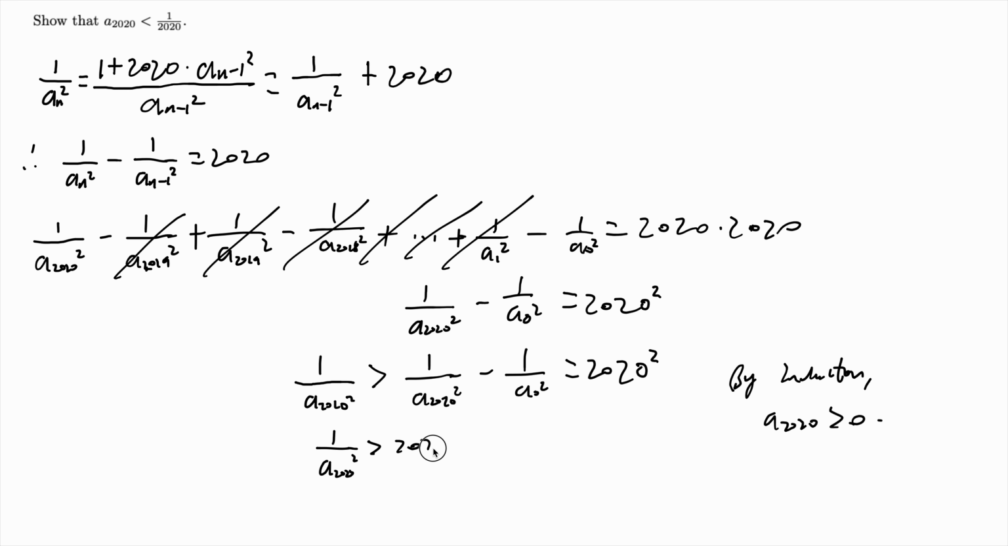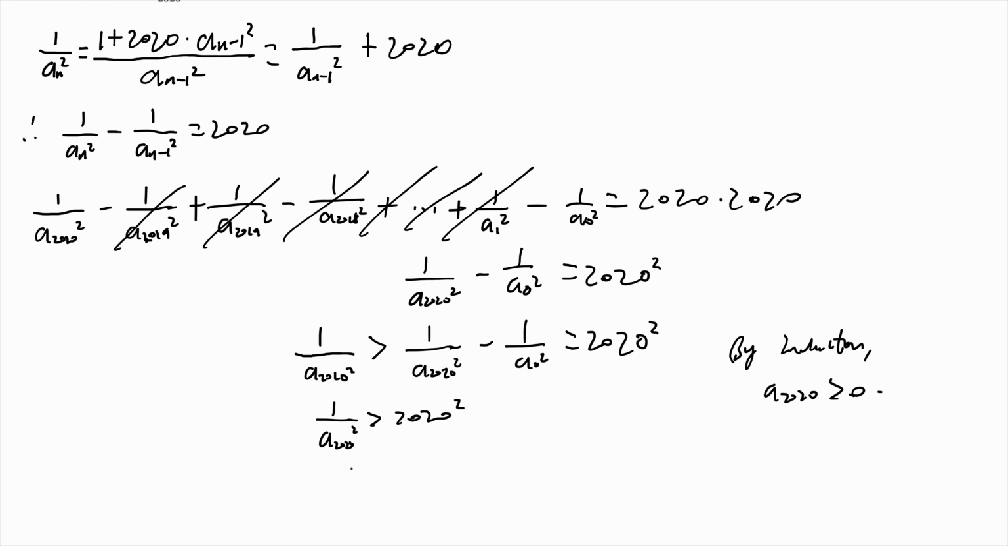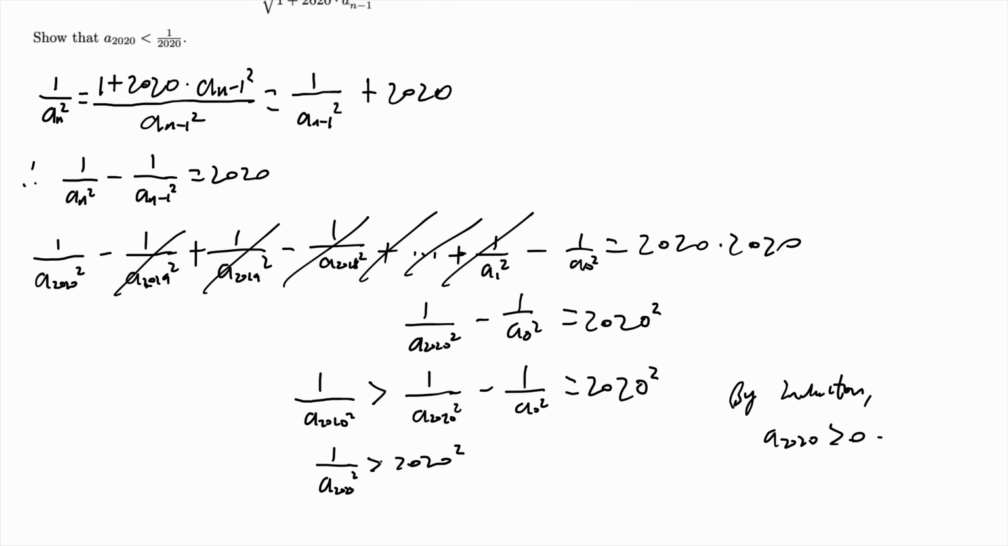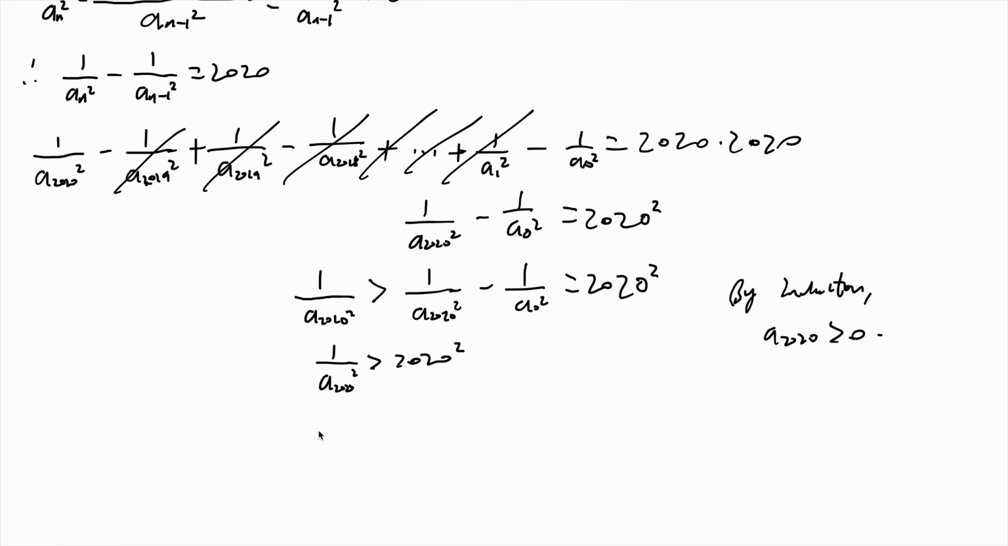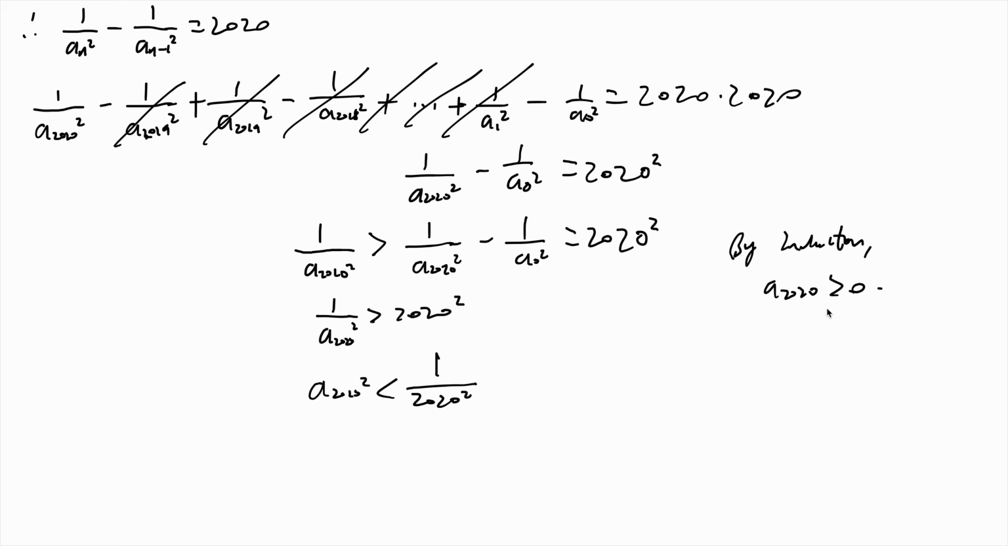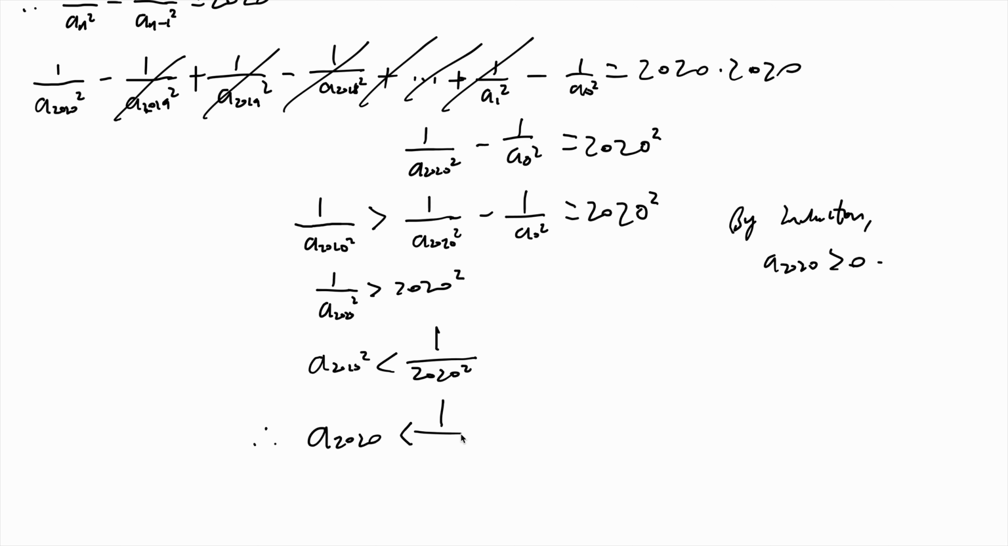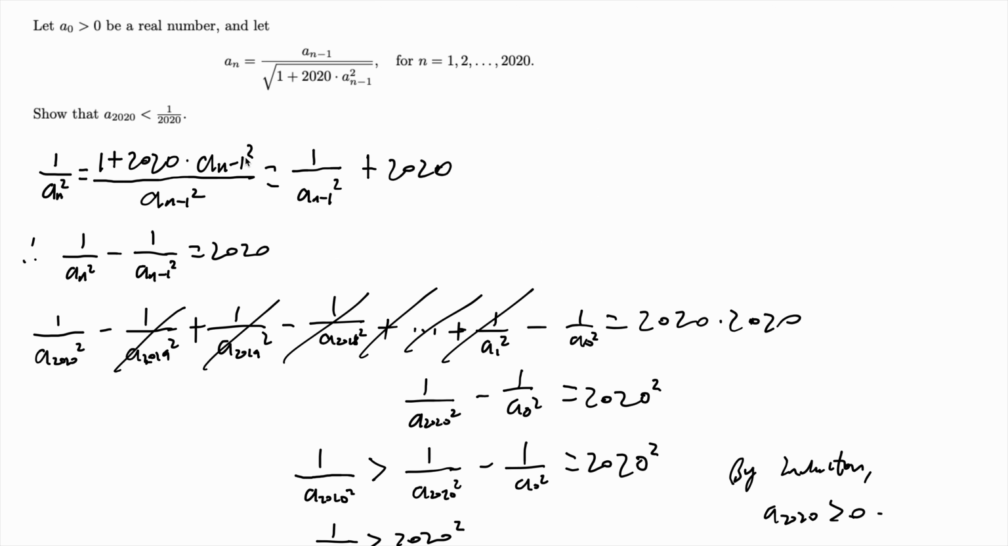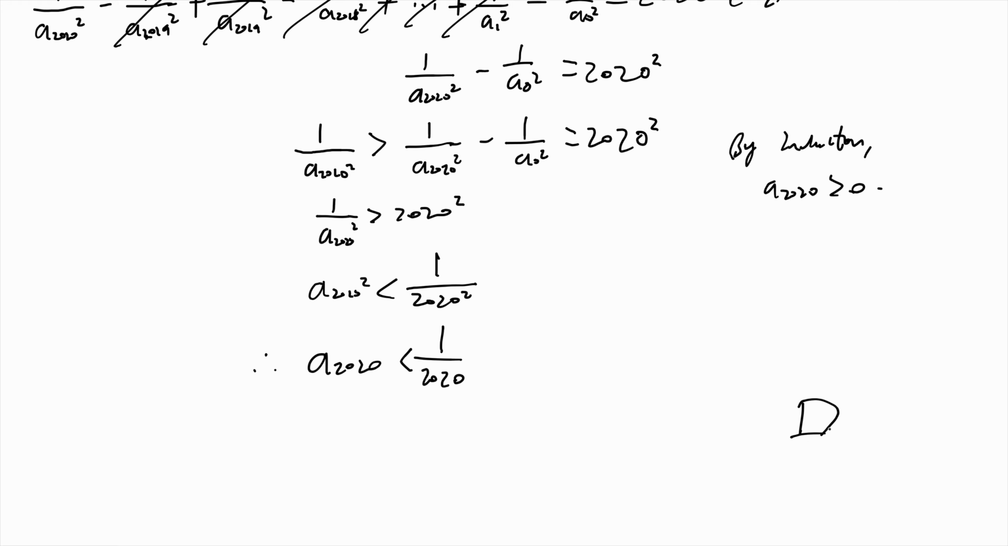So we have 1 over a sub 2020 squared greater than 2020 squared. Therefore, we multiply and divide. And because we know that a sub 2020 is greater than 0, we know that a sub 2020 is less than 1 over 2020. And that's the same thing that we have, and that completes our solution.